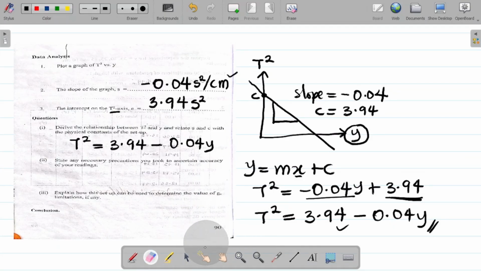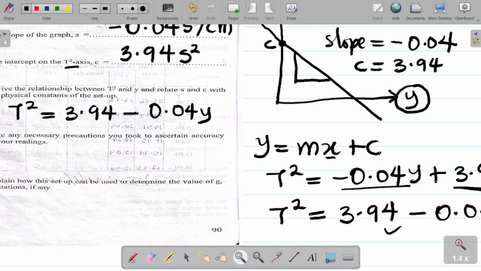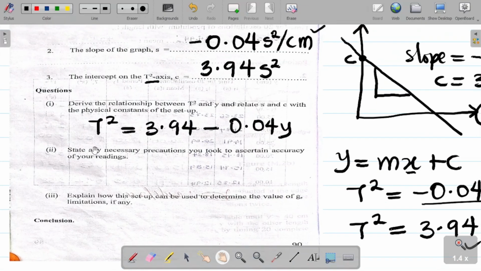All right, so we have this. What's the next question there? The next question, II, says, state any necessary precaution you took to ascertain accuracy of your readings. III says, explain how this setup can be used to determine the value of G. Limitations, if any. All right, let's answer the necessary precautions we took to get the accurate result, and then this one here.